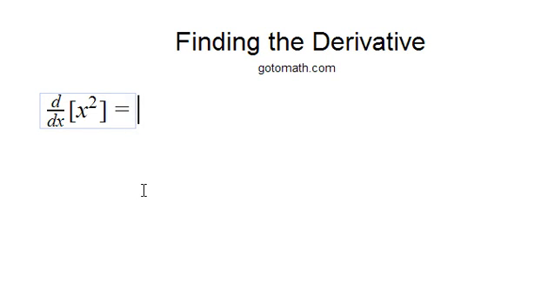Alright, we're going to be finding the derivative of some pretty simple functions. I'm going to start off with trying to find the derivative of x squared. Now this particular notation, d over dx, tells me I want to take the derivative with respect to x of x squared.